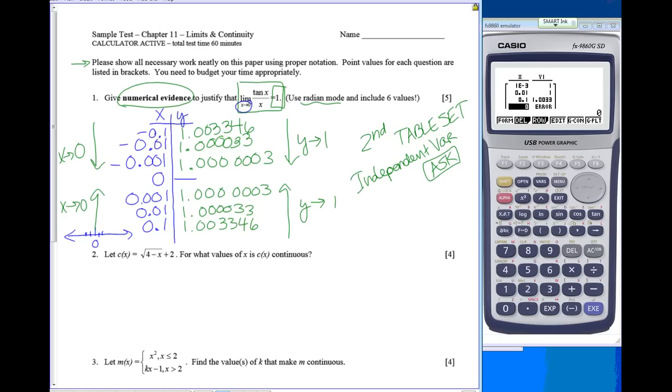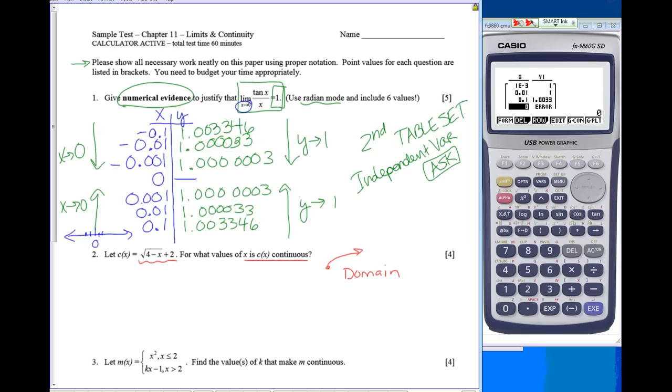Number 2 says, let c of x equal the square root of 4 minus x, and then a plus 2 on the outside. For what values is c of x continuous? When it asks for what values of x is c of x continuous, I know this is a square root function, so it makes sort of half a sideways parabola graph. Now it's going to be flipped around and moved, but I'm really looking for the domain of this function. The domain would be, where does this thing happen?